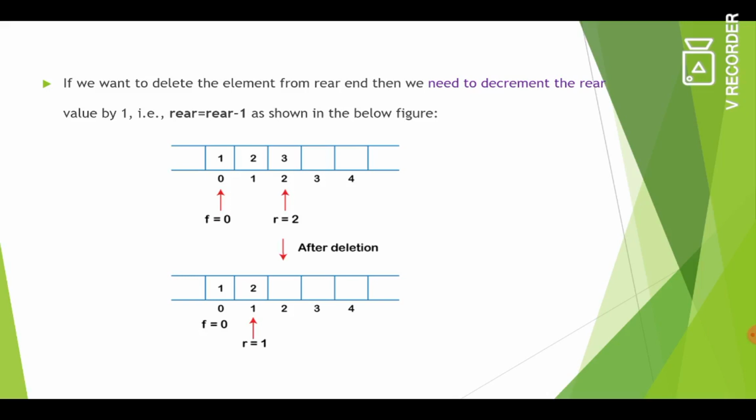The next thing we are going to see is deletion from rear end. To delete an element from rear end, you have to decrement the rear value by 1. After decrementing the rear value, you can pop out the deleted element. For example, see the figure, R points to the index value 2. If I want to delete an element from rear end, I have to decrement rear by 1. So now R points to the index 1. After decrementing the rear pointer, I can pop out the element. So the deleted element is 3 here.